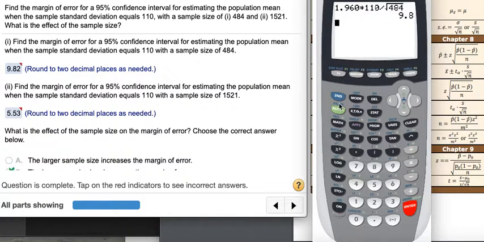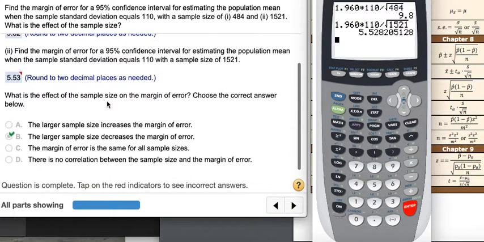And then for the second one, we've still got everything the same except n. I'm just going to go to the second entry and change this to 1521, because that's the only thing that should change. We're still using the z-score for 95%. We're still using 110. We've just changed the sample size, and so now we get 5.53, which is exactly what they got. And then you can answer the last question.